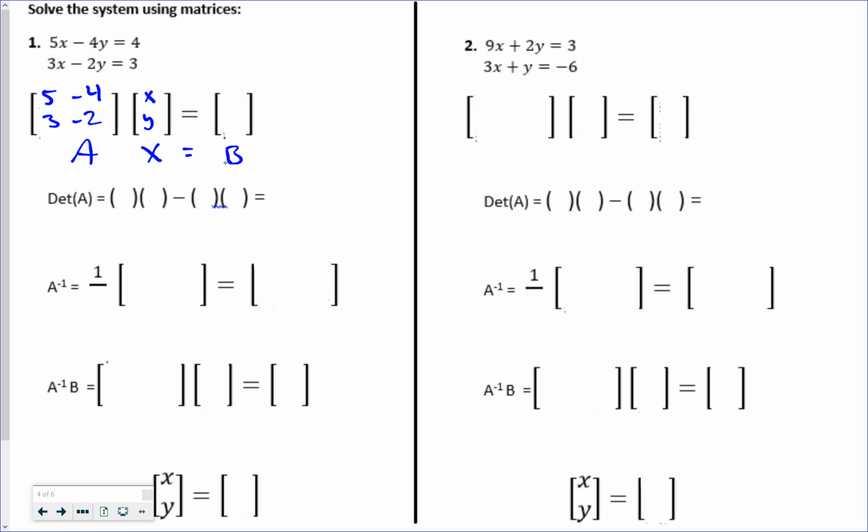And what is matrix B? 4 and 3. Good. Okay, so we've set up the matrix equation.